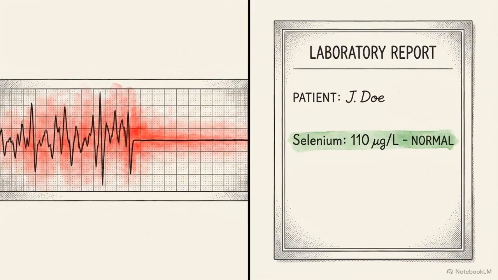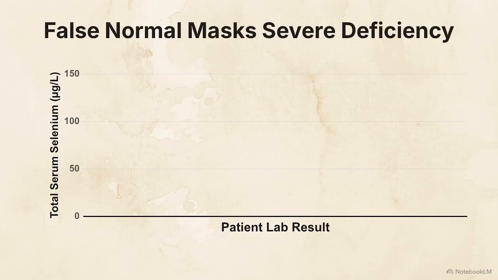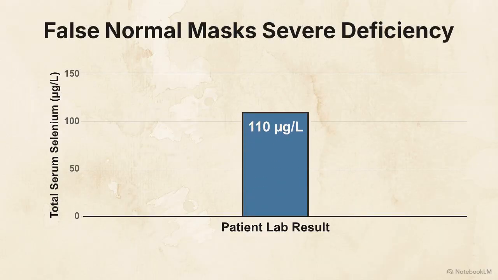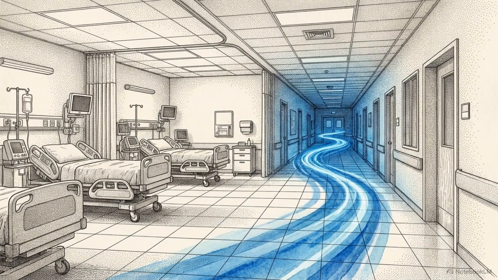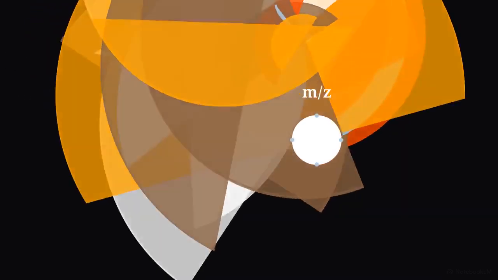This creates an absolute clinical paradox. While the patient actively crashes from this deficiency, the hospital's mass spectrometer might report a falsely reassuring, completely normal selenium level. Solving this fatal contradiction requires us to trace the element's path, from the ICU bedside down to the molecular physics operating inside that mass spectrometer.